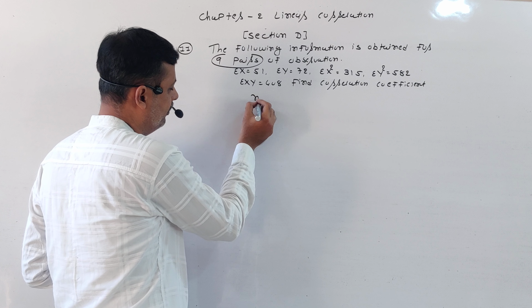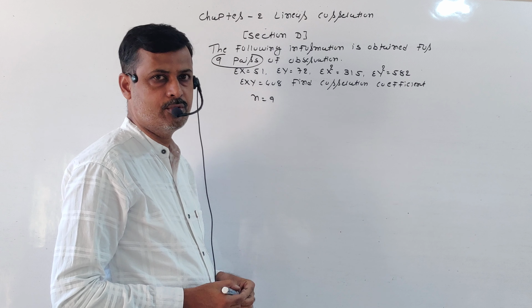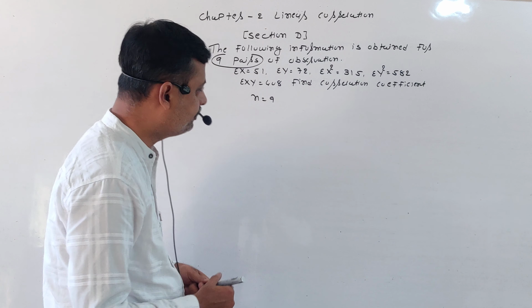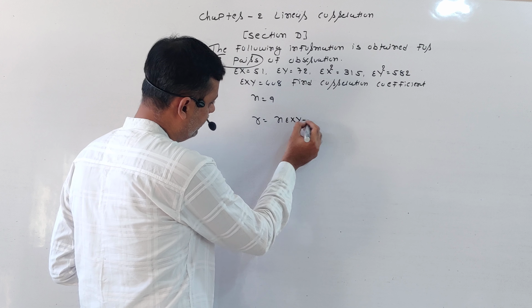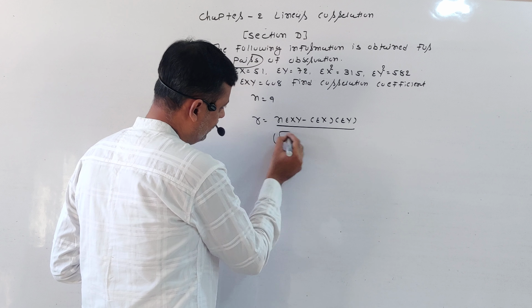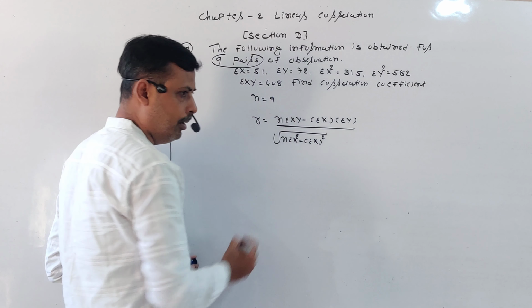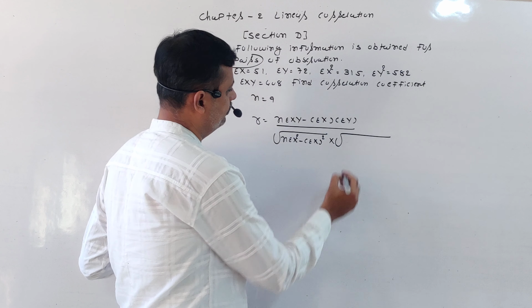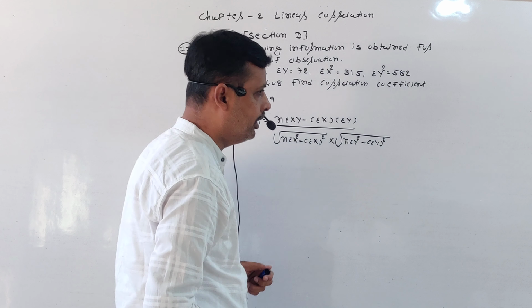So in this example 9 pairs are given, so the value of n is equal to 9. Now all the remaining values are given here, so we just have to put the values in the formula. R is equal to n sigma xy minus sigma x into sigma y, upon under root n sigma x square minus sigma x whole square, into under root n sigma y square minus sigma y whole square.